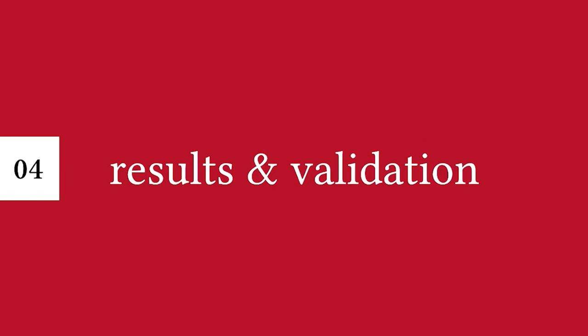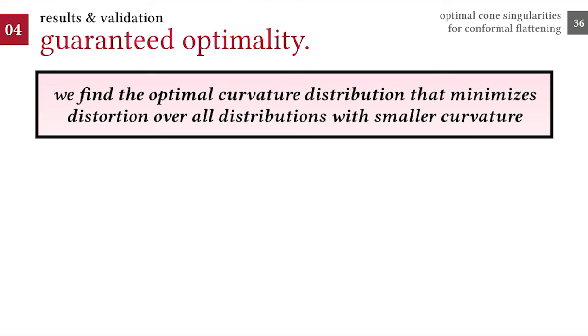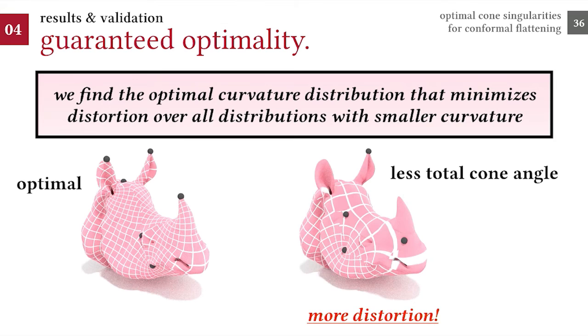So how does this all work out in practice? What can we actually say about our solutions? Well, what we guarantee is that we find this optimal curvature distribution that minimizes distortion among all other distributions with less total curvature. Essentially what this means is that if I give you our optimal cones, and you give me another configuration of cone singularities with less total cone angle, regardless of whether you have more or less cones, it'll necessarily have more distortion. And this is exactly what we mean by optimal cones.